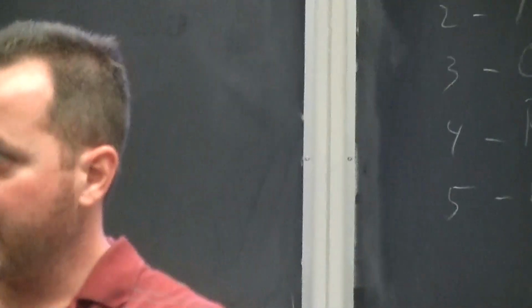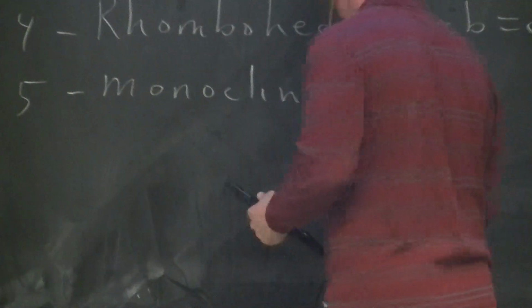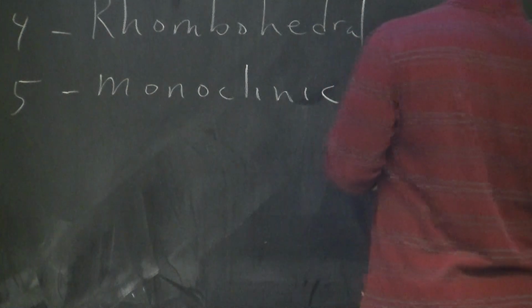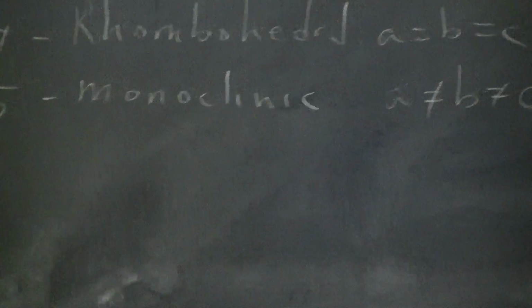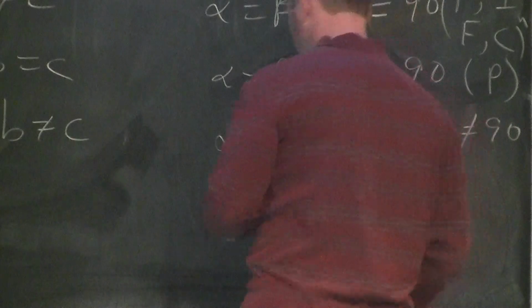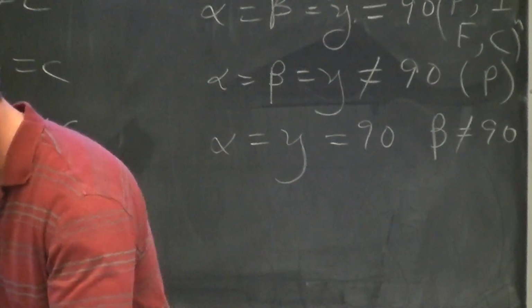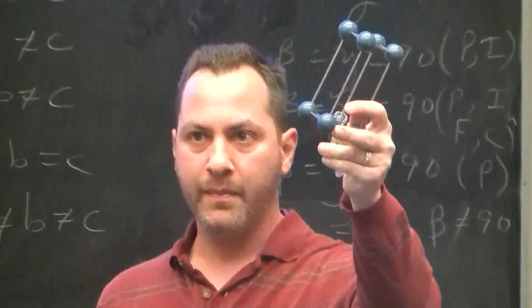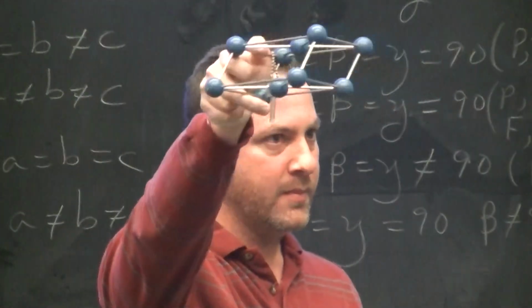And the same. And what value will they have? Well, oh, they are 90. They are 90 degrees. It's a rectangle, right? So two of the angles are 90 degrees, one of the angles is not 90 degrees. So basically, for a monoclinic, A is different than B, different than C. Alpha equal to gamma equal to 90, and beta is different. And for monoclinic, we have two, and the two are P and C.